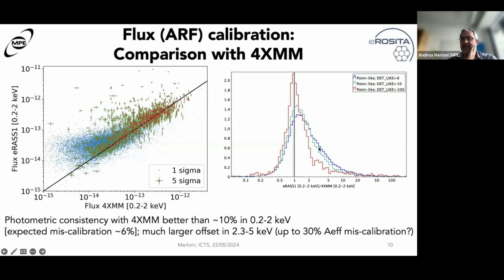But if you look at this red distribution on the right-hand side, these are the brightest sources, the ratio of the flux measured by eROSITA and XMM-Newton, and you see that the mode of this distribution is very close to unity. So we think that our fluxes are accurate, or at least consistent with XMM-Newton to better than 10% in the soft energy range. In the hard energy range, where our effective area is smaller, this accuracy is less precise. And this may still have some effect that we are working on in terms of our ability to measure the temperature of hot clusters, for example.